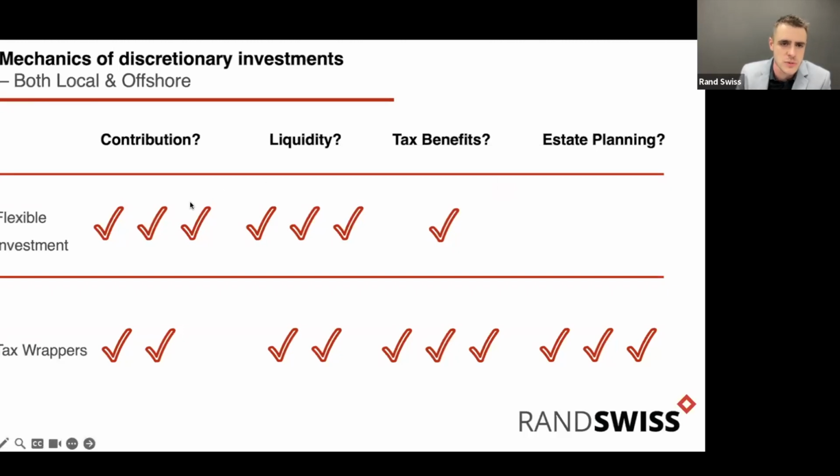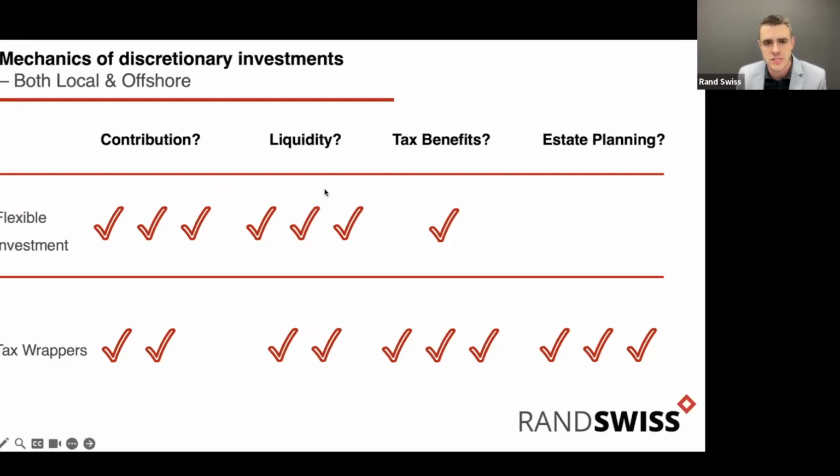If you look at contribution, what that essentially means is how much you can put into this investment. A flexible investment is a unit trust. You can put in money whenever you want. You can put in money today, in 5 years' time, or in 10 years' time. There's no restrictions there, so we've given that 3 out of 3. In terms of liquidity, you can also take out money whenever you need. So liquidity with this account is very, very great. We've given that a 3 out of 3 again for unit trust.